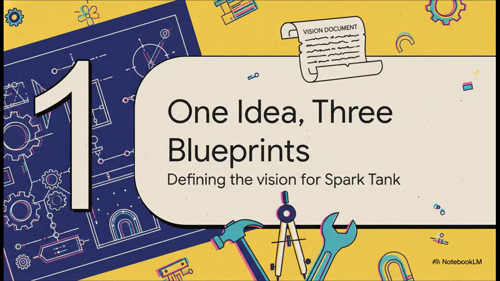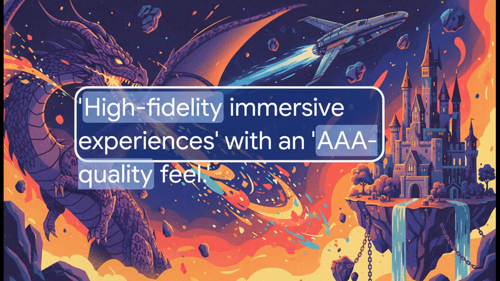Okay, so to get our heads around this, we have to start at the very beginning with the blueprints. Every project has that core design manual, that document that lays out what it's all about. And for Spark Tank, these blueprints show us three completely different ambitions right from the get-go. So first up, we've got the Unreal Engine version. And its vision, it's pure spectacle.